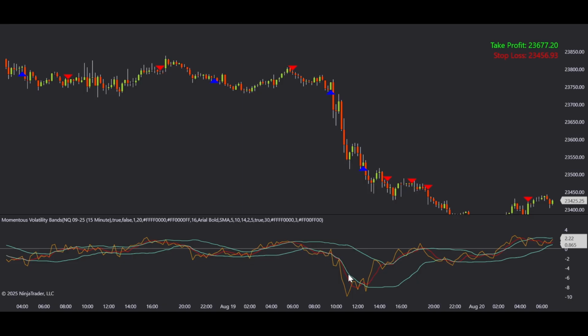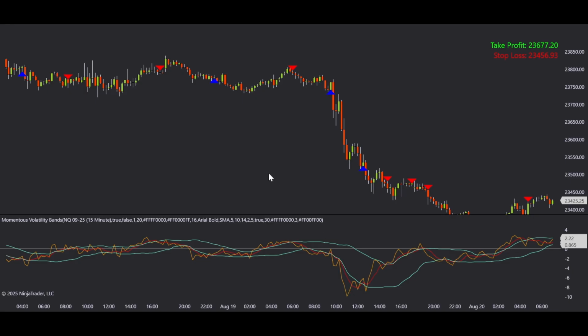And this is measuring the momentum in the market. Even here, we do see a kind of slow but steady move up, correlating with this move up. And then obviously with this strong down move, we see the momentum bands or lines just plummet.